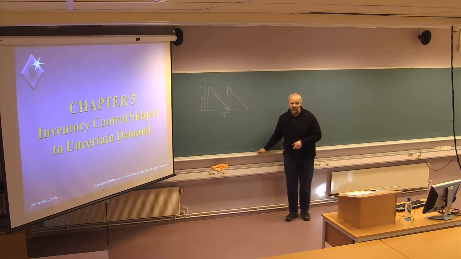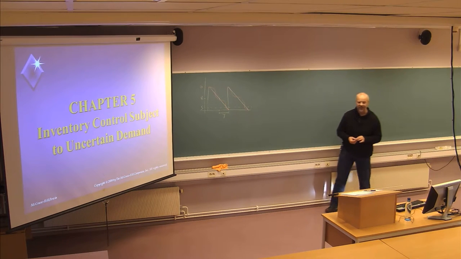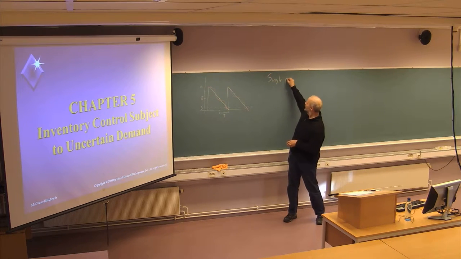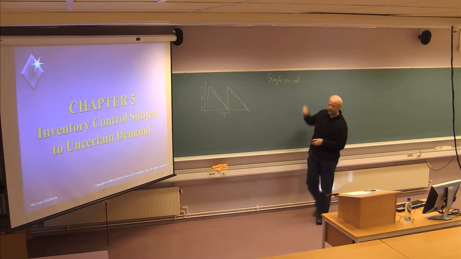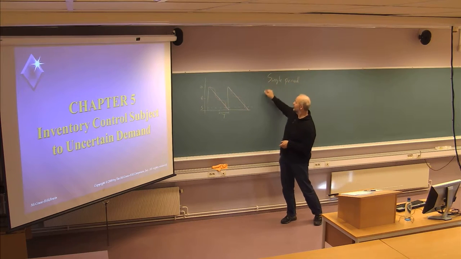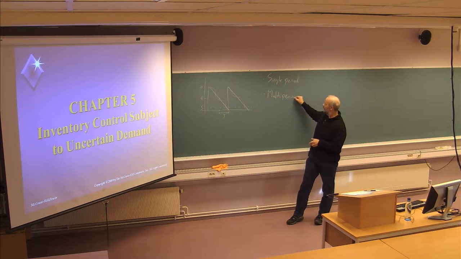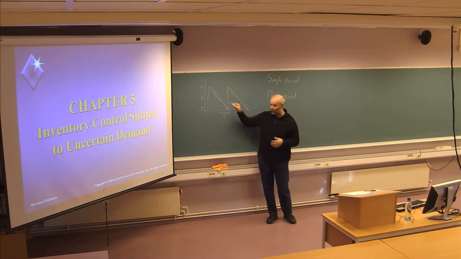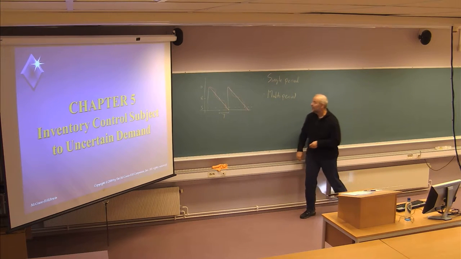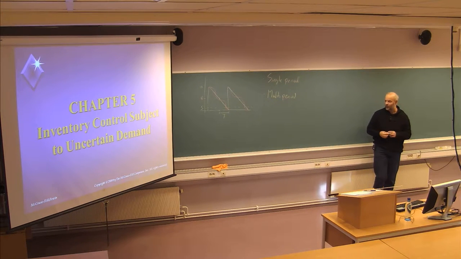Also, in the uncertain demand situation, we are talking about two different types of problems. We have what we call the single period problem. And we also have what we call the multi-period problem. And this is an example of what we call a multi-period problem. You can store inventory from one period to the next. The single period problem is what I will present here in a short while.